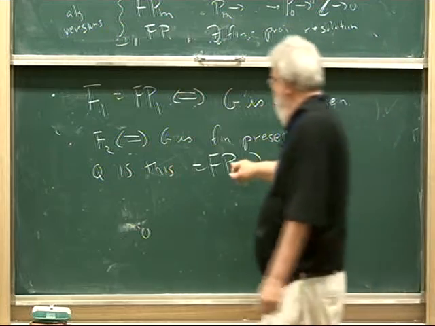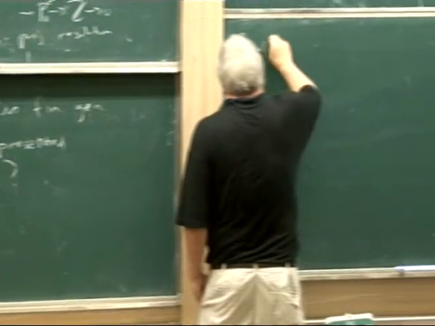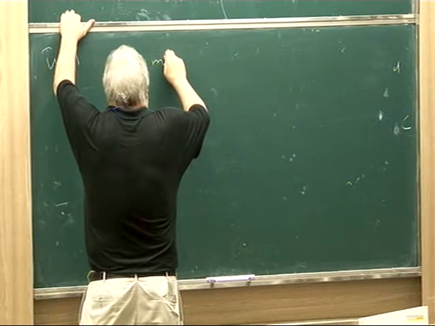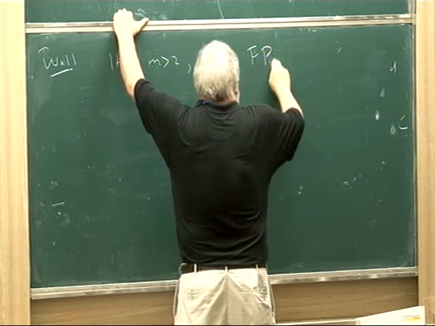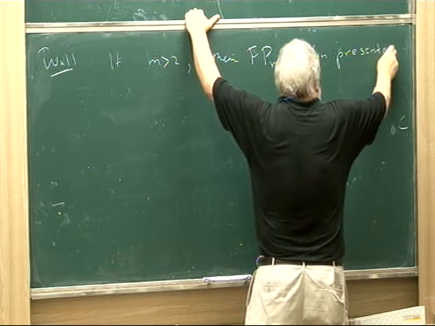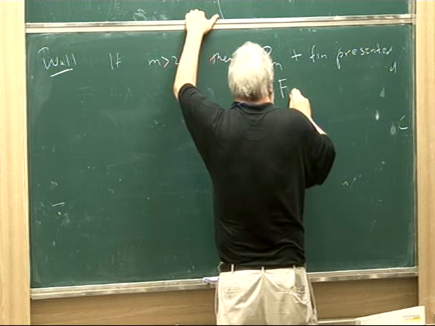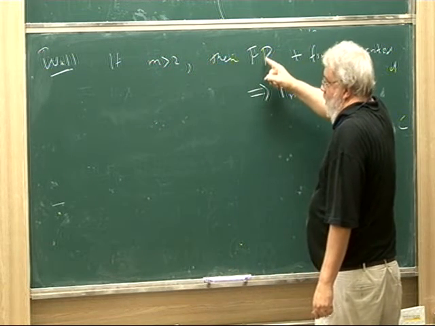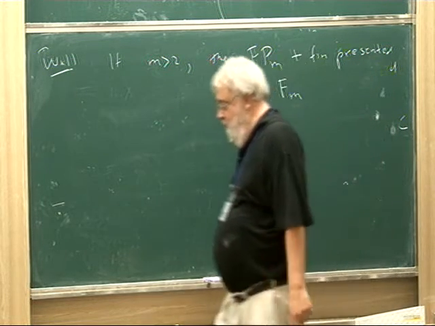At least, especially if I said free module instead of projective module. So for example, I think Wall proved that if, say, m is bigger than 2, then FPm plus finitely presented implies Fm. You might worry, I think there's a trick, if I remember right, for changing, at least for the low part, projective modules into free modules.